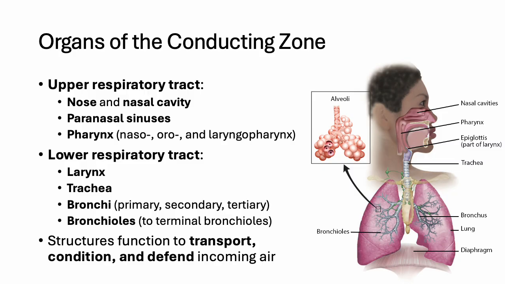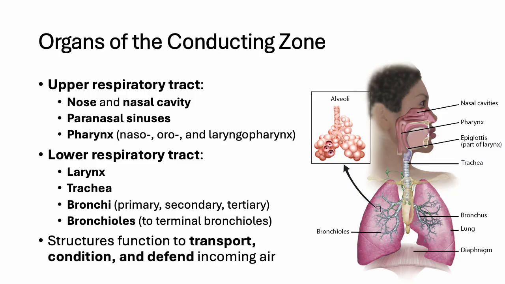Now that we understand the purpose of the conducting zone, let's identify the major structures that make it up. The conducting zone is made up of both upper and lower respiratory tract structures. The upper respiratory tract structures include the nose and nasal cavity, which are the primary external entry points of air. These structures filter, warm, and humidify air and house olfactory receptors for the sense of smell. It also includes the paranasal sinuses, which are air-filled cavities in the skull bones that also help warm and moisten air and add resonance to our voice.